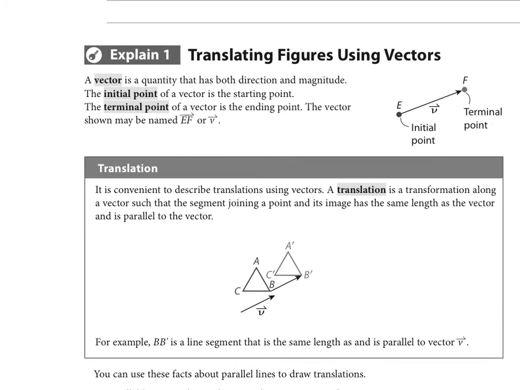So a vector is a quantity that has both direction and magnitude. The initial point of a vector is the starting point, and the terminal point of a vector is the ending point. I also want you to make a note here about how a vector is named. You can see it is very similar to a ray, but it only has one side of the arrow.